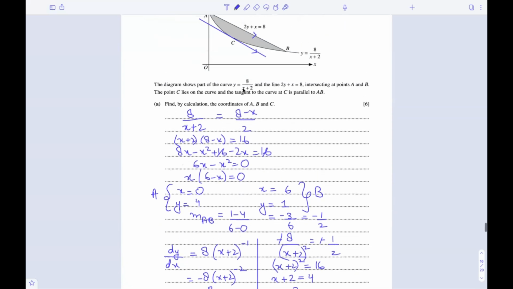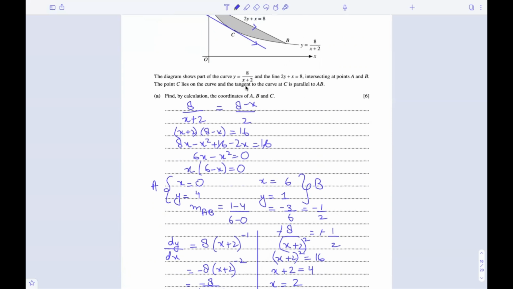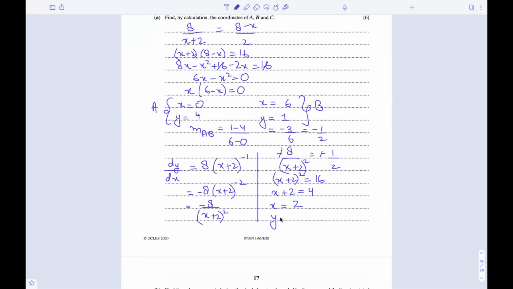Substituting x equals 2 into the equation of the curve, which is y equals 8 upon x plus 2, we get y equals 8 upon 2 plus 2, which is y equals 2. So the coordinates of C are (2, 2).